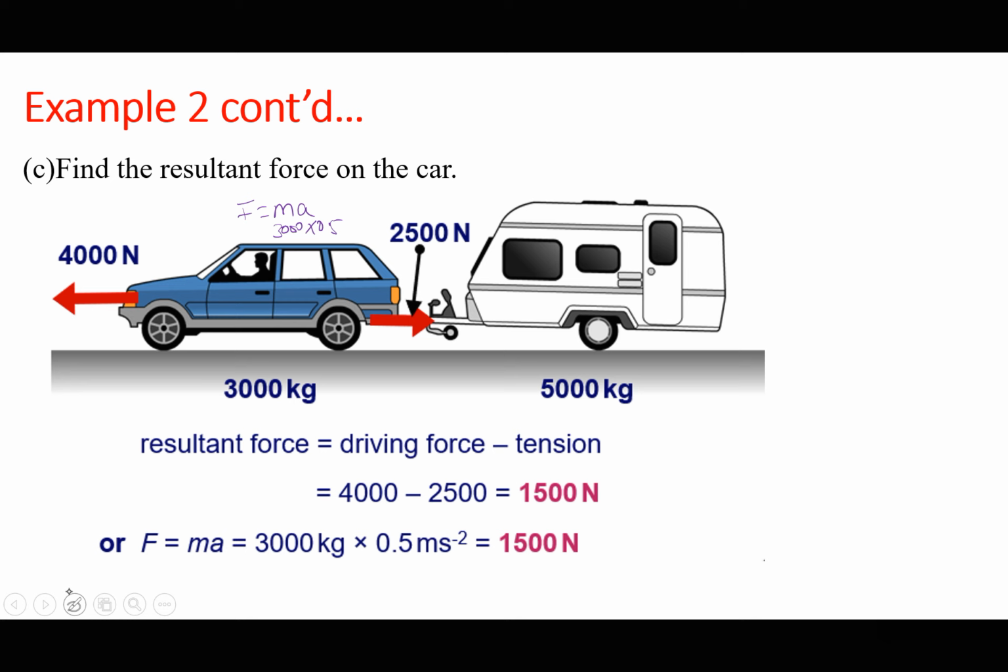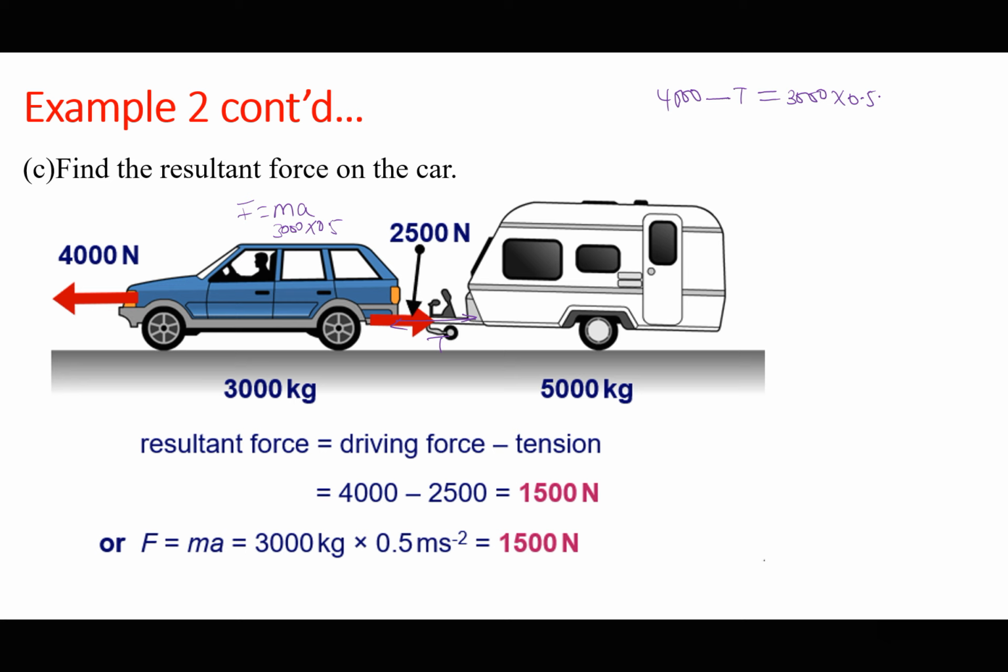Alternatively, students may use a simpler method. For example, there is tension somewhere here, I'll call this one T. If I use Newton's second law on the car alone, I would say the driving force, 4,000, minus the tension is the resultant force on the car, which is the mass of the car, 3,000, times the acceleration, which is 0.5.